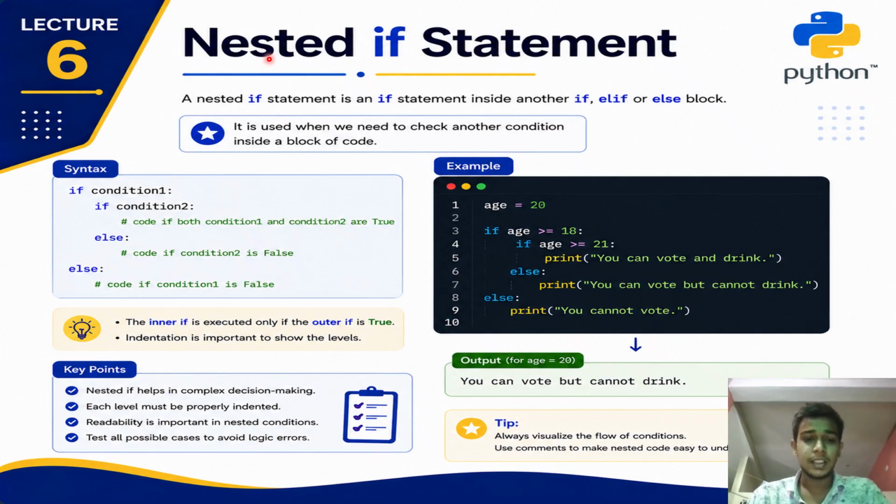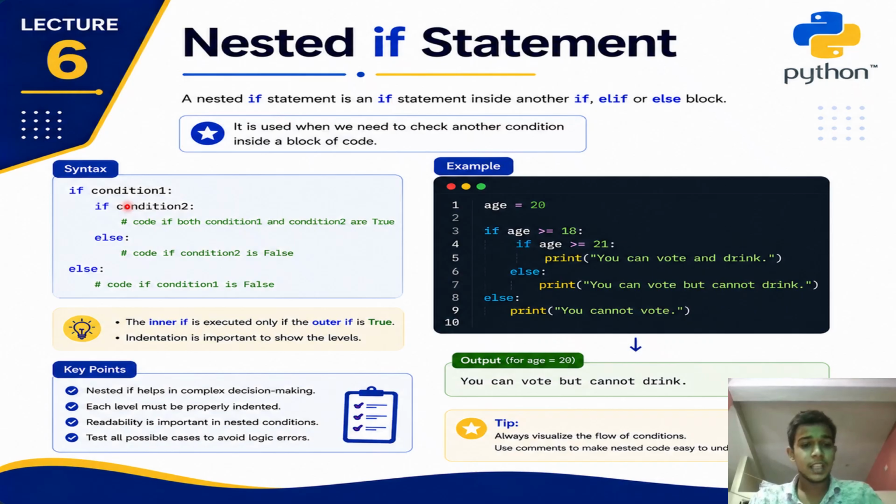Let's understand the syntax first. You can see the syntax here. First read the syntax. Here, Python first checks condition 1. If condition 1 is false, Python immediately executes the outer else block. It never checks the inner if, but if condition 1 is true, then Python enters the block and checks condition 2. So, the inner if runs only when the outer if is already true.